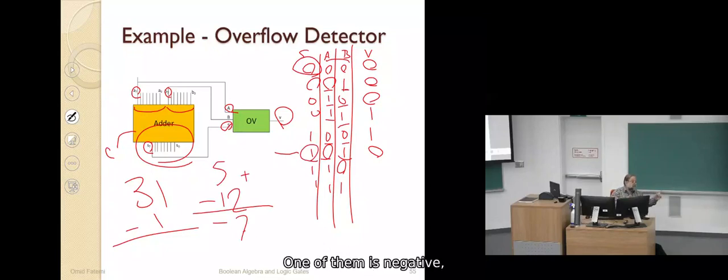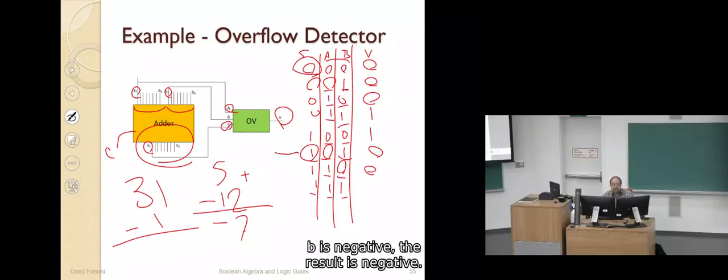One of them is negative, one of them is positive. You add them together, you get a negative result, but with no overflow. It will be in the range. So again, here we will have 0. If A is negative, B is positive, again we get no overflow. If A is negative, B is negative, the result is negative, so it's okay. So it means that we don't have overflow.